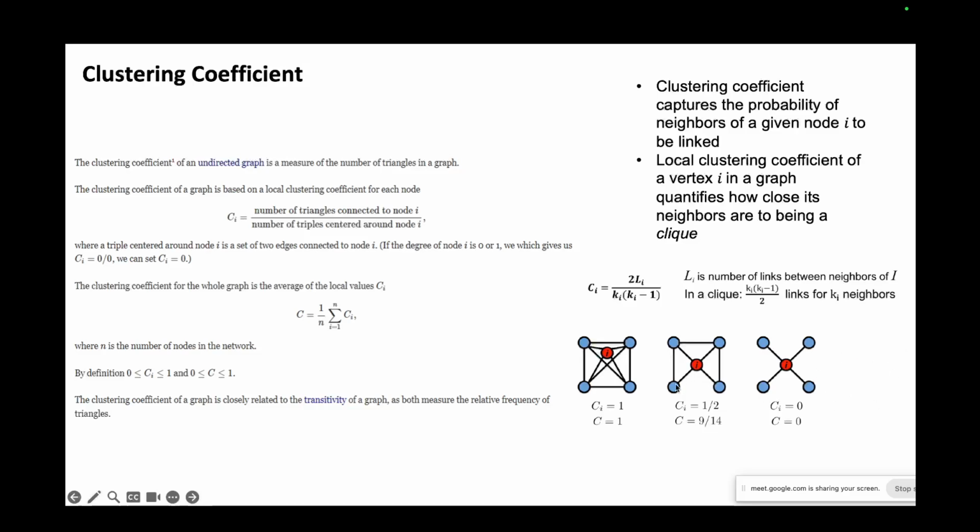For this one, you have one, two, and three of these triangles connected to node I, and so the formula is given by 2L divided by k times (k minus 1), where L is the number of links between the neighbors of I in a tree, which is in kC2. So for example, you have k nodes centered around your particular node of interest.